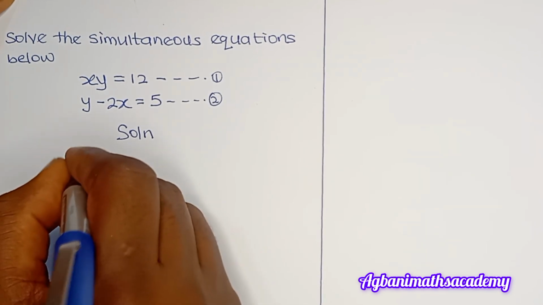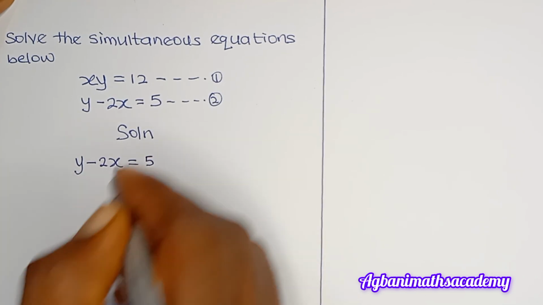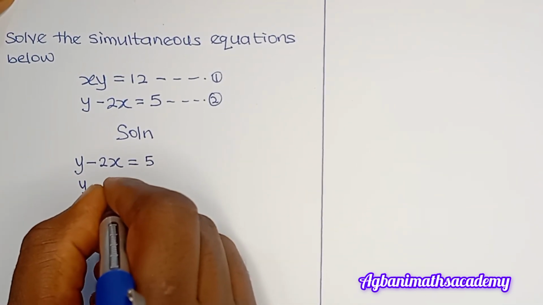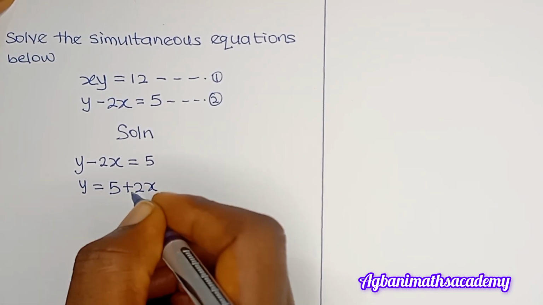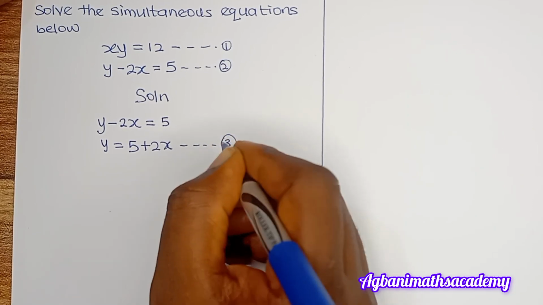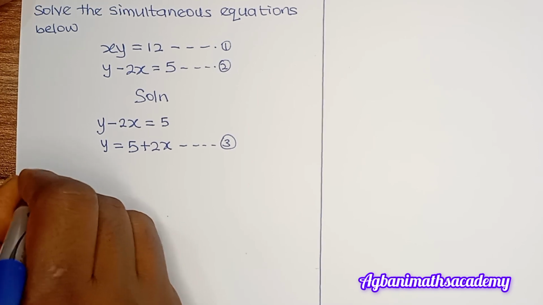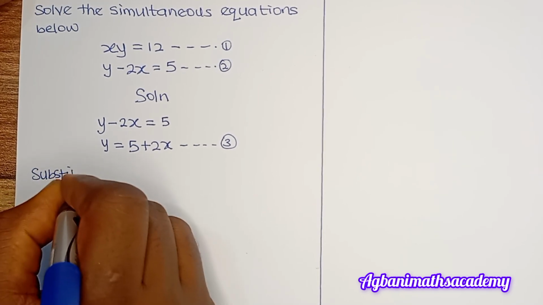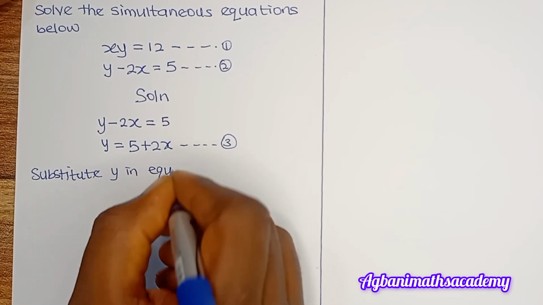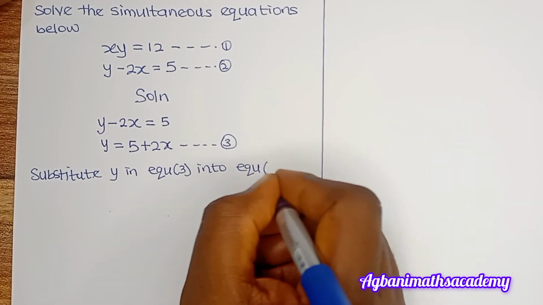So let's do that. We know that y minus 2x is equal to 5. So moving minus 2x to the right, we are going to have y is equal to 5 plus 2x. Now we've made y the subject of the formula. Let's call this equation 3. So we are going to substitute y in equation 3 into equation 1.